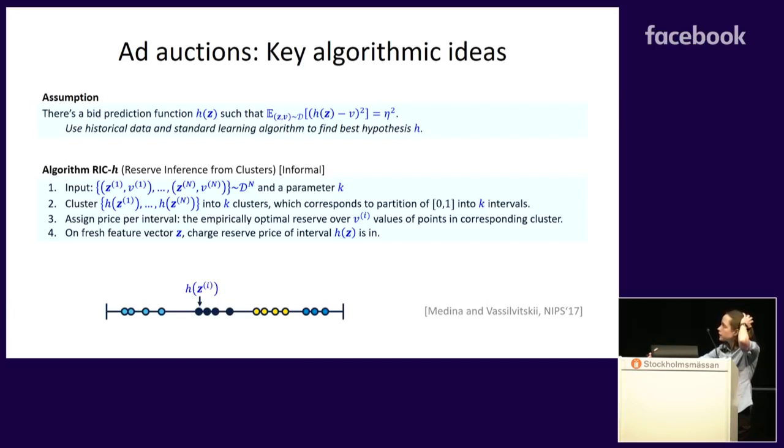So you can see this here. And now we have these clusters, we have these intervals. We're going to assign a price per interval. And the way we're going to do that is take the empirically optimal reserve over all the v_i such that h of z_i falls inside of that interval. So that's the price we assign to the interval. And then on a fresh feature vector z, we're going to charge the reserve price of whatever interval h of z falls into. So that's their pricing algorithm. That's how they come up with prices based on the sample. And that's just an informal representation of their algorithm.